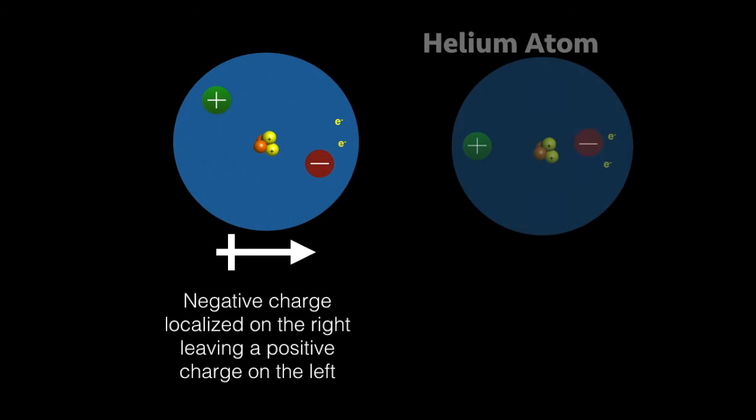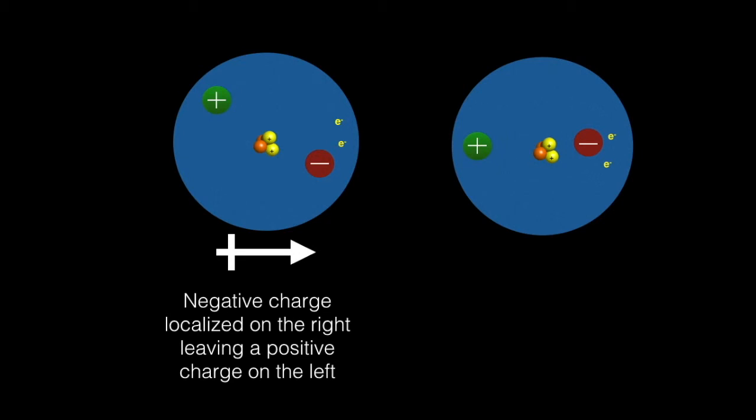Now, what happens if we introduce a new atom of helium? From our knowledge in chemistry, we know that electrons repel each other. So when a new atom of helium comes, the electrons from helium atom 1 will repel the electrons from atom 2. And when these electrons from atom 2 are repelled, we can imagine how these dipoles will form.